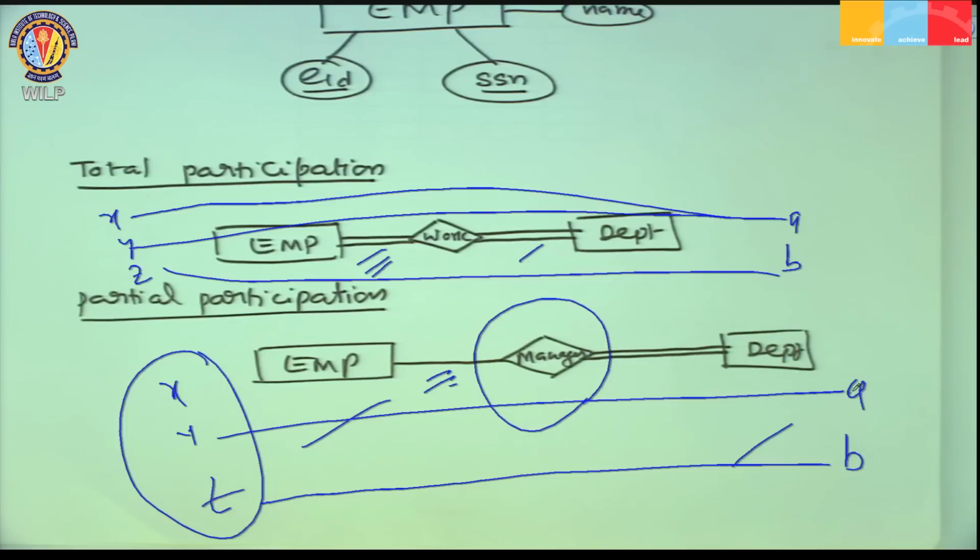Whereas in the other case, the department entity type, if you look at A and B, according to the rule, each department has at most one manager managing the department. So that's why its participation is total, which is a double line.